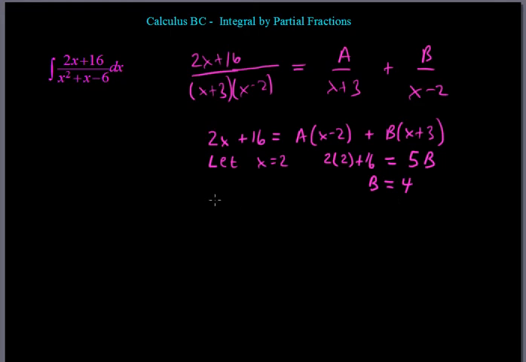And then we can let x equal -3. And in that case, you're going to get -6 plus 16 equals A times (-3 minus 2), or -5. All right, you can see that's 10. 10 divided by -5 is -2. So A equals -2.